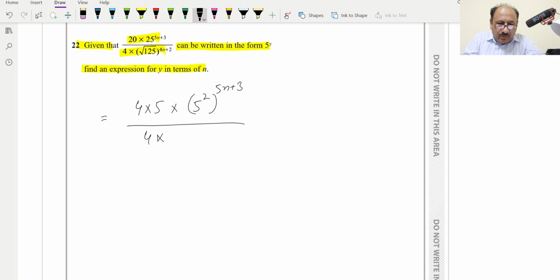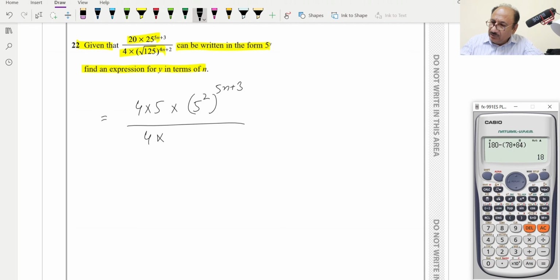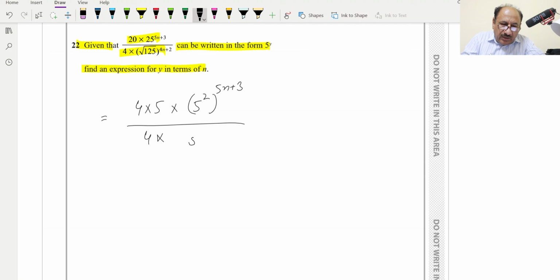125 under root, we can check with the calculator. Square root of 125 is equal to 5 under root 5 or 5 raised to the power 3 by 2. So we can write 5 raised to the power 3 by 2 and whole raised to power 4n plus 2, this one. Now we can cancel this 4 by 4, and the rest we can copy over here.